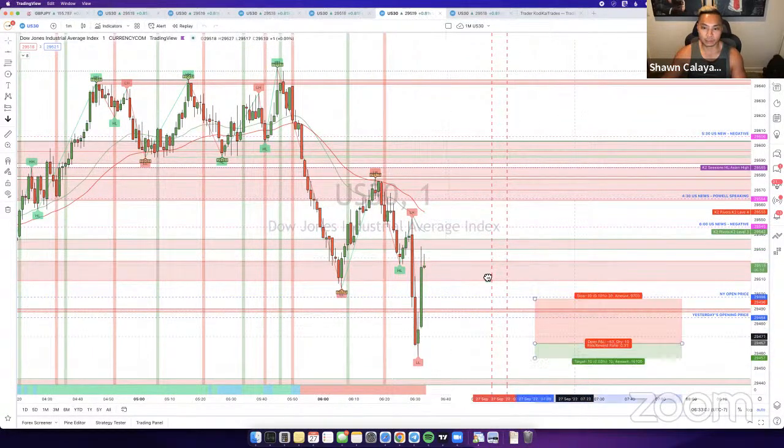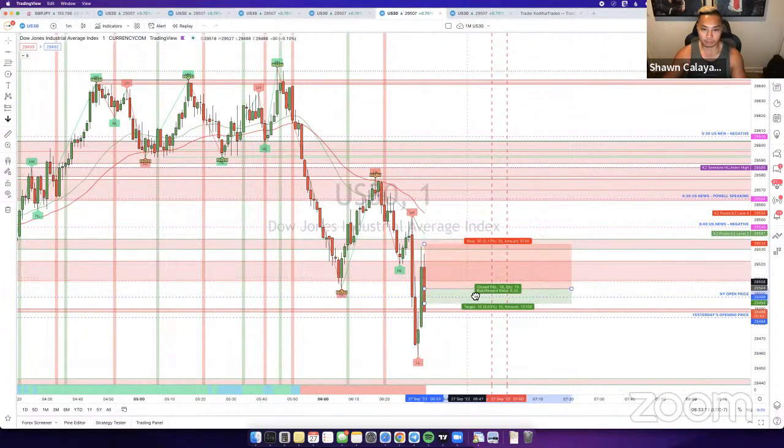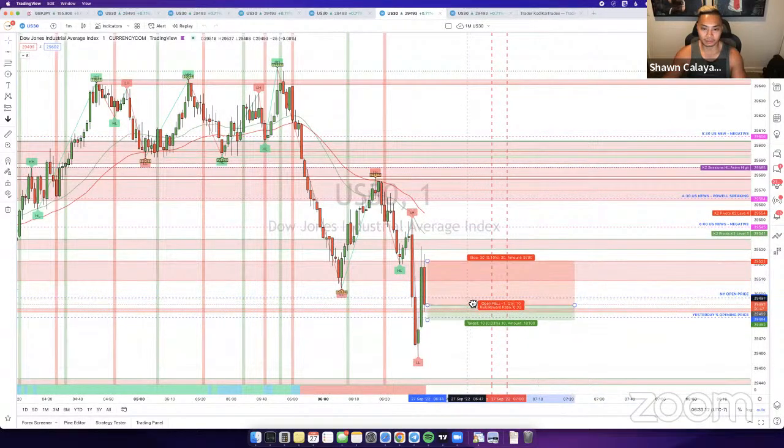So if we get a moderate red candle here, possible entry, but it can't drop too far. Unfortunately, it looks like it will be dropping too far because it's going to go right through opening price right there.